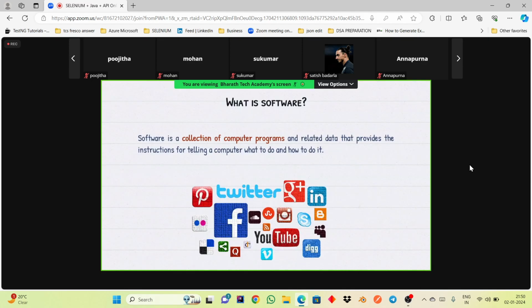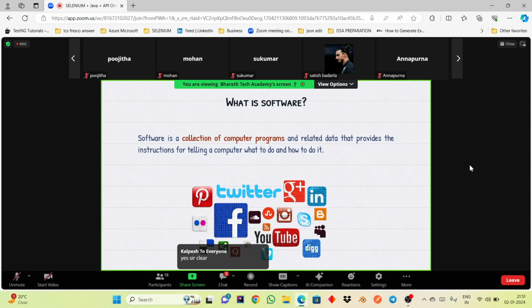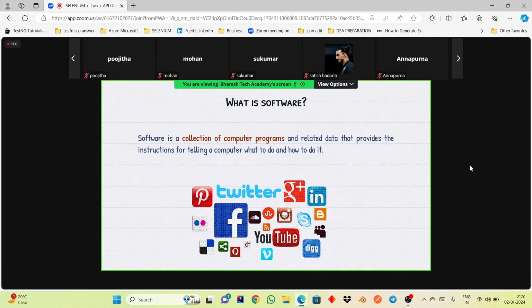Software. Simple. Understood, guys? Everyone? What is software and what is a programming language? Everyone clear, right? Now we understood what is software, what is a programming language, what is an application. Now, finally, let's understand what is software testing here.